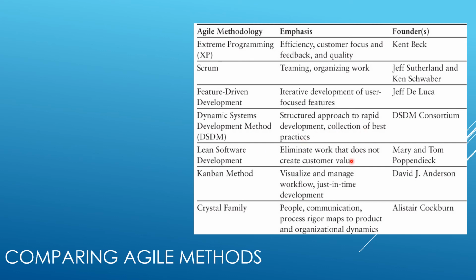Lean was founded by Mary and Tom Poppendieck. It focuses on eliminating work that does not create customer value. The Kanban method was created by David J. Anderson. It emphasizes visualizing and managing the workflow, and just-in-time development. Crystal was created by Alistair Cockburn. It focuses on people, communication, process rigor mapped to product, and organizational dynamics. So this slide gives you overall information about different agile methods and where they place their emphasis. Accordingly, you can choose the right method for your organization or your team.